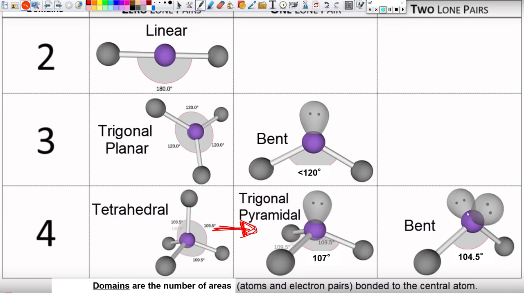You should know how to do this now. A, how many B's? 3. Why 3? Because there are only 3 bonded atoms. Is there an E? Yes. How many? 1. Now again, it's an extra pair, not total electrons.